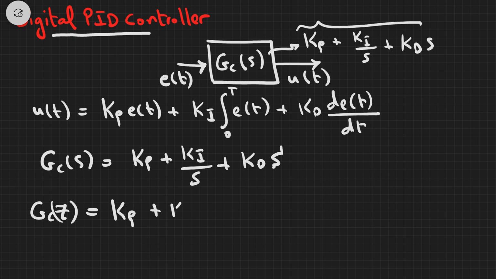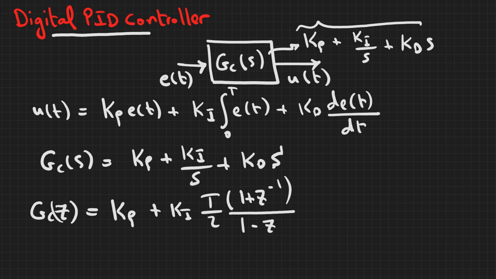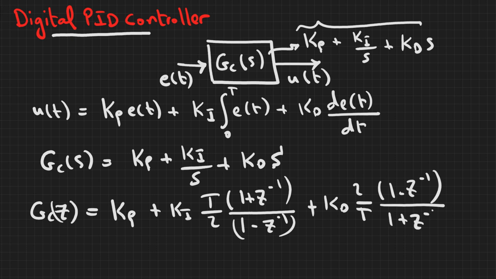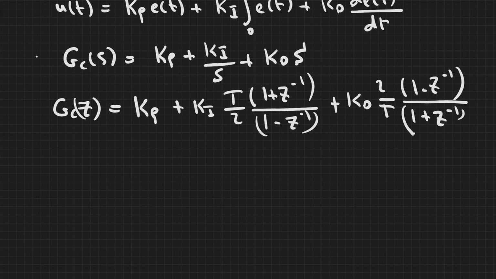So if we just replace the S by its bilinear transform expression, which we already derived in previous lectures, we get a digital PID controller. So it's 2 over T times 1 minus Z inverse divided by 1 plus Z inverse. So this is one possible structure for the digital PID.